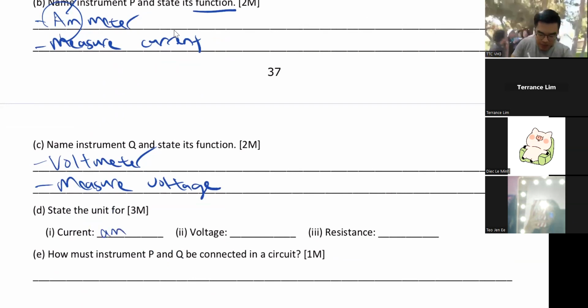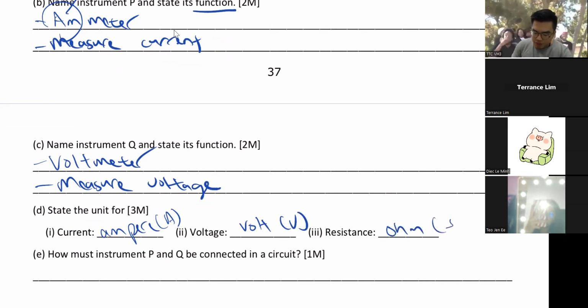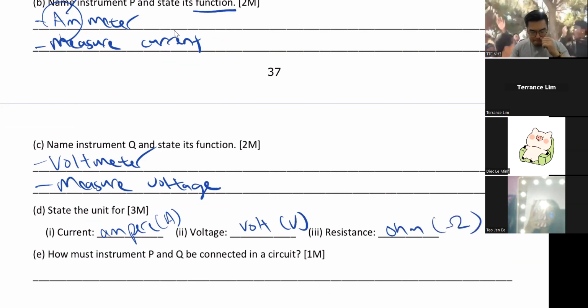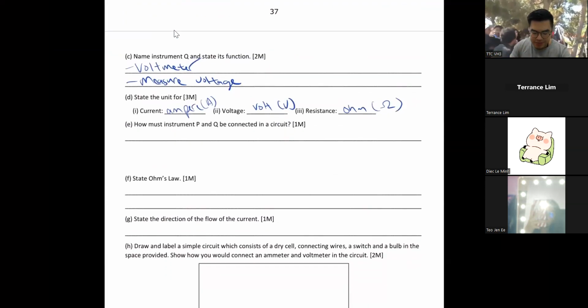For current, we use ampere, which has the symbol A. Voltage, we use volt, V. You see, volt is the same. Resistance is ohm, which is omega. Okay, E we skip, not really important. This is just the intro, guys. We haven't gone into calculation yet.